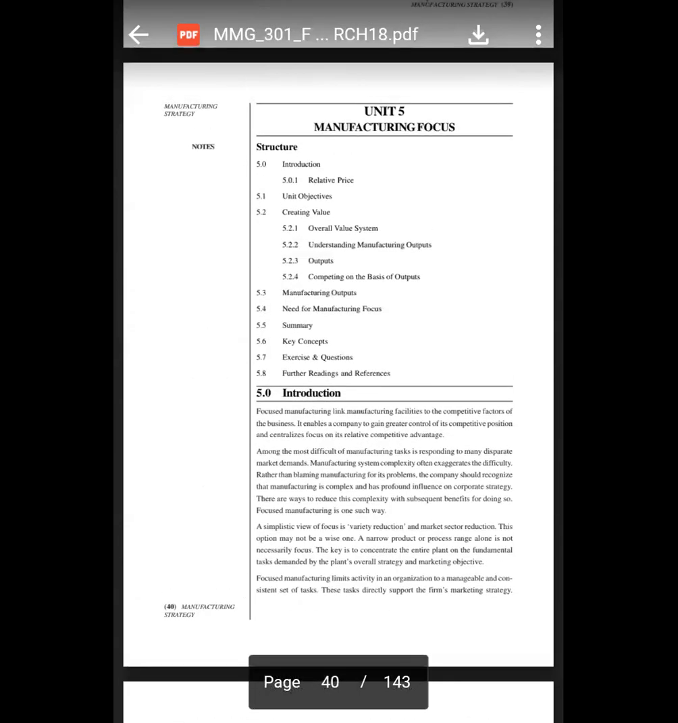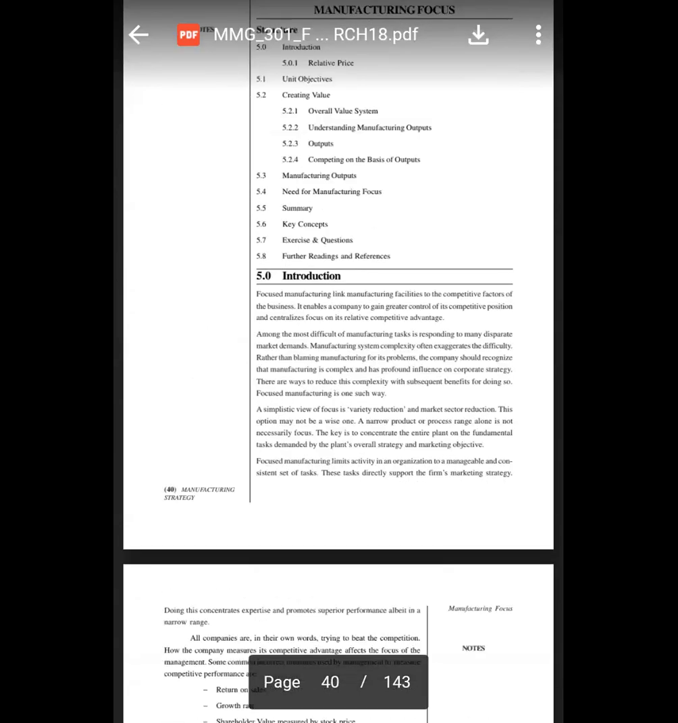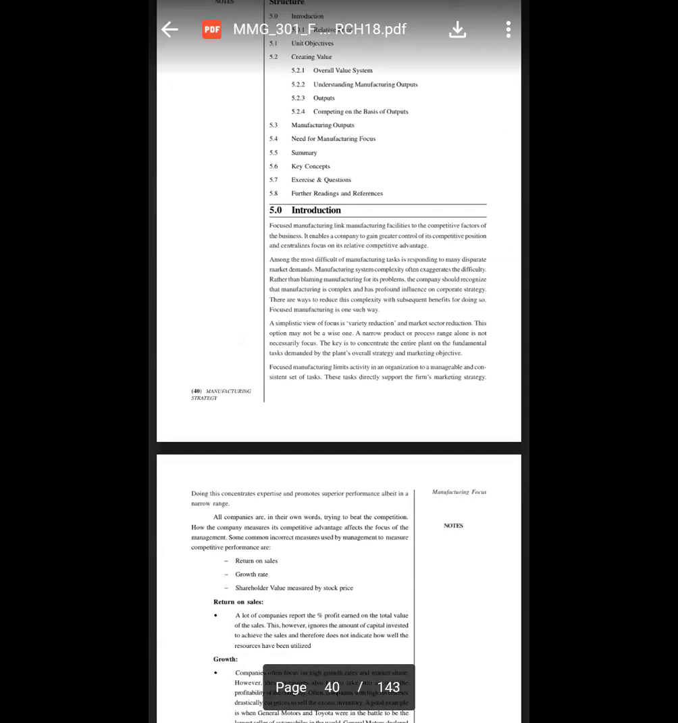Now we will see the manufacturing focus. Okay, focus manufacturing links focus facilities to the competitive factors of the business. It enables the company to gain greater control of its competitive position and centralized focus on the relative competitive advantage. Among the most difficult of manufacturing tasks is responding to many disparate market demands.